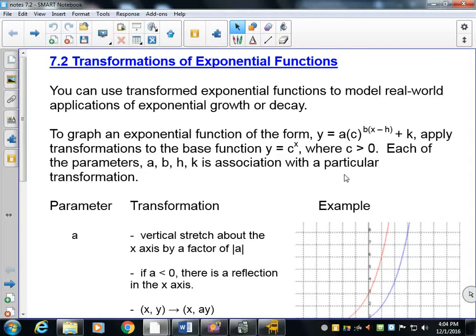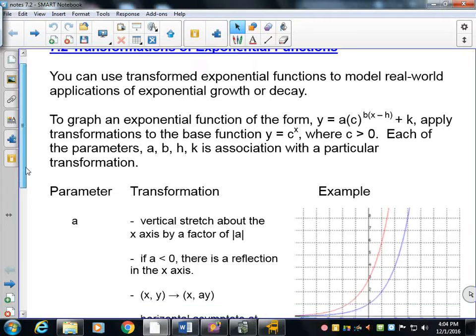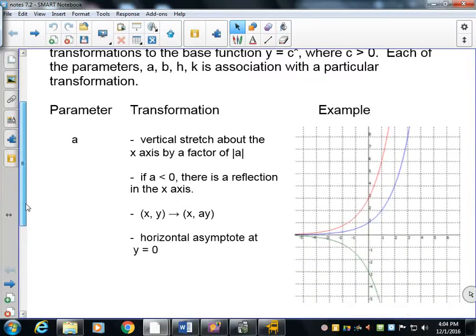You just basically take the whole graph and you shift it, remembering that your c has to be greater than 0. When your c value is between 0 and 1, you have a decreasing exponential function. And when your c is greater than 1, you have an increasing exponential function. Okay?